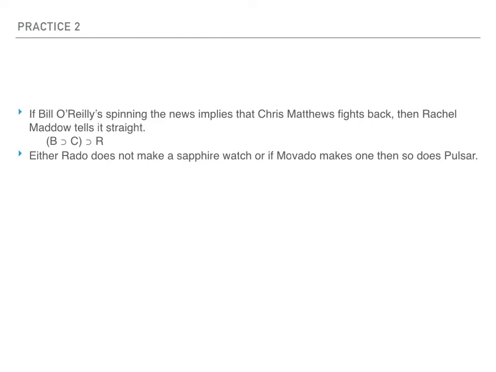Okay, so here's another example. It says either Rado does not make a sapphire watch, or if Movado makes one, then so does Pulsar. Okay, so now here, again, no commas, so we have to look for some alternative way to know what the structure of the sentence is. And obviously here it's the words either or. So we see the words either or, we see not, we see if, so we have a bunch of stuff. We have tildes, we have wedges, we have horseshoes.